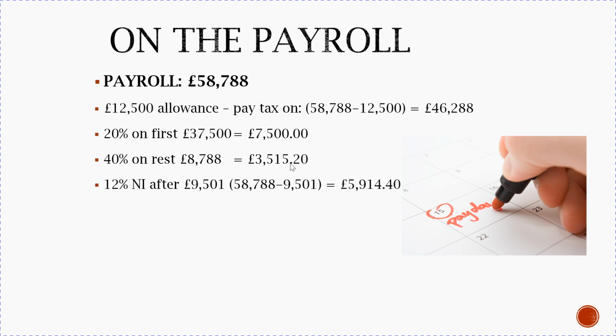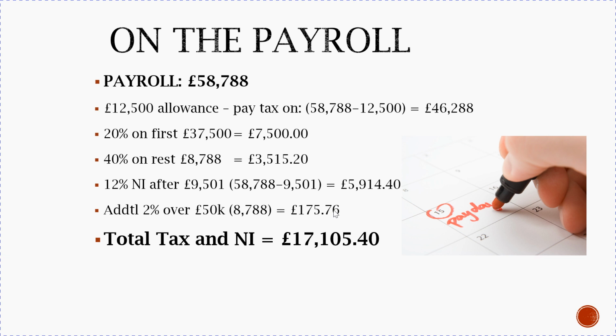3,515.20. In addition, there's national insurance, roughly 12%, and that's paid after the threshold of roughly 9,500. So you're going to pay national insurance on the balance. Anything above 9,500, you get 5,914.40. And then because it's over 50,000, there's an additional 2% on the amount above the 50,000, which would be 8,788, making total tax and national insurance contributions come to £17,105.40. That's when you pay yourself on the payroll.